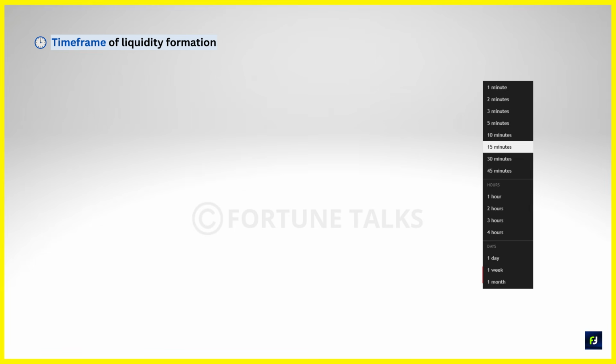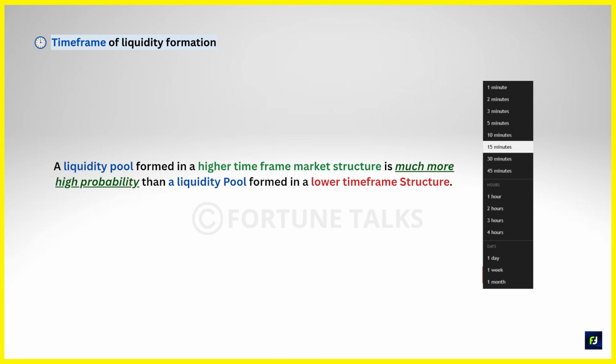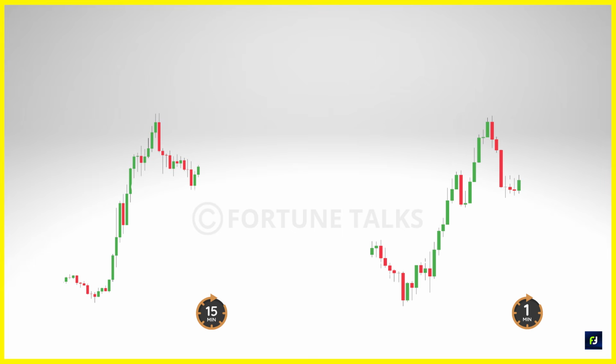Now, the second factor is the time frame under consideration. A liquidity pool formed in a higher time frame market structure is much more high probability than a liquidity pool formed in a lower time frame structure. This is very self-explanatory. For example, take a look at this 15-minute time frame chart on your left and a 1-minute chart to your right.